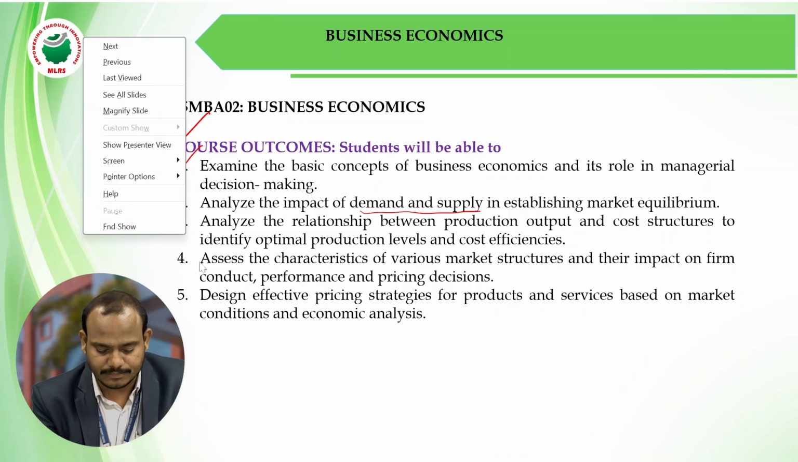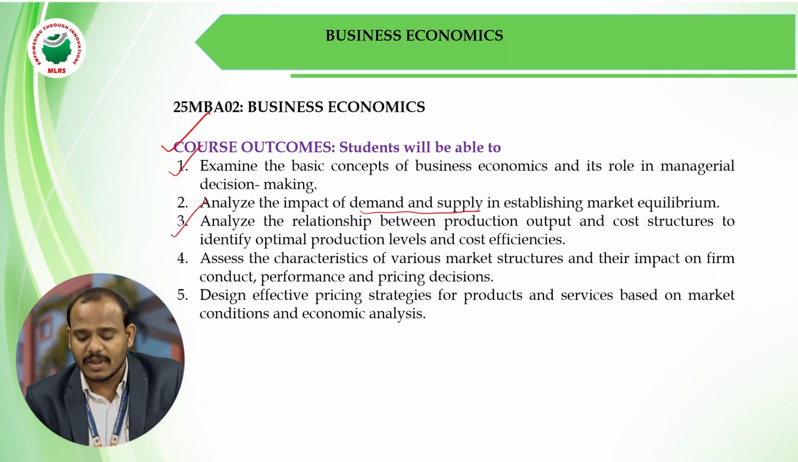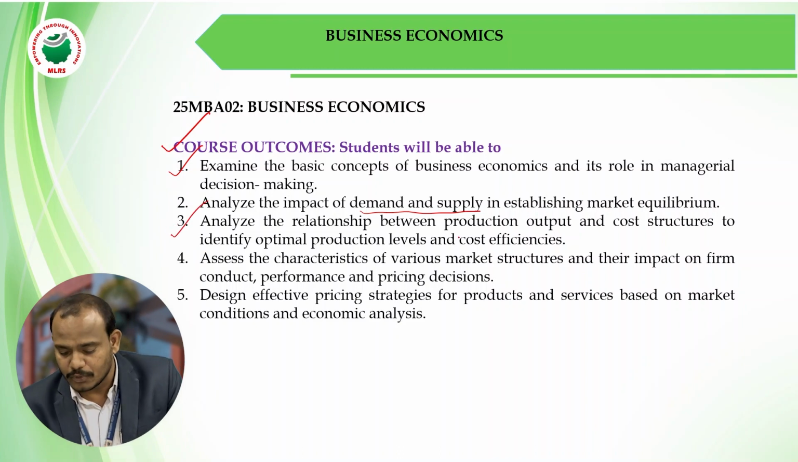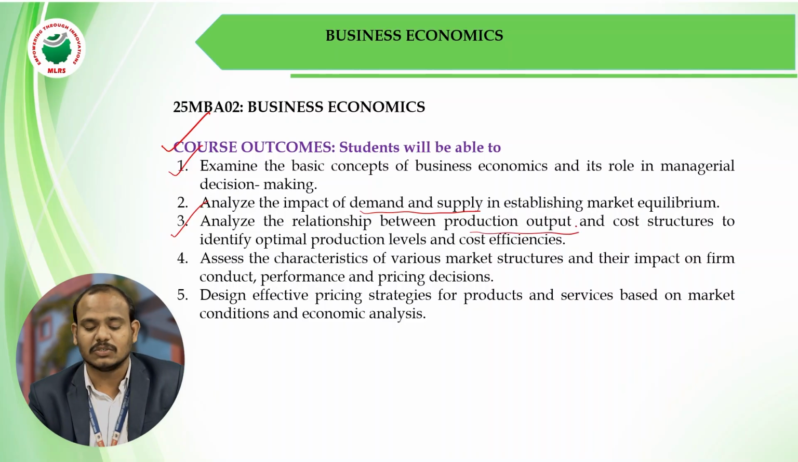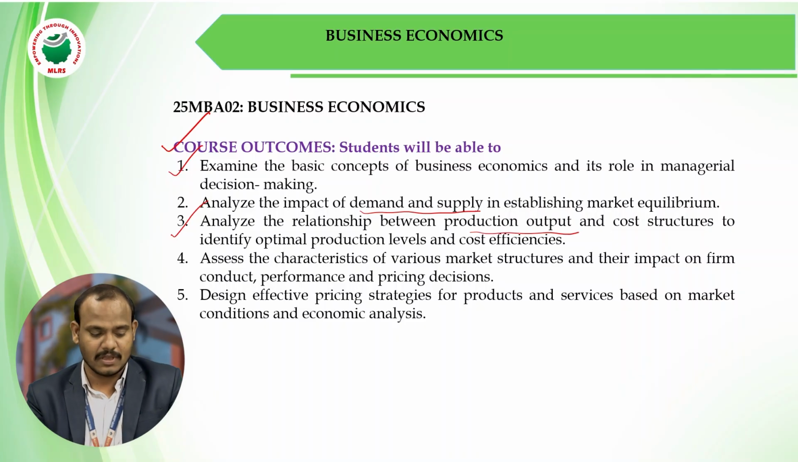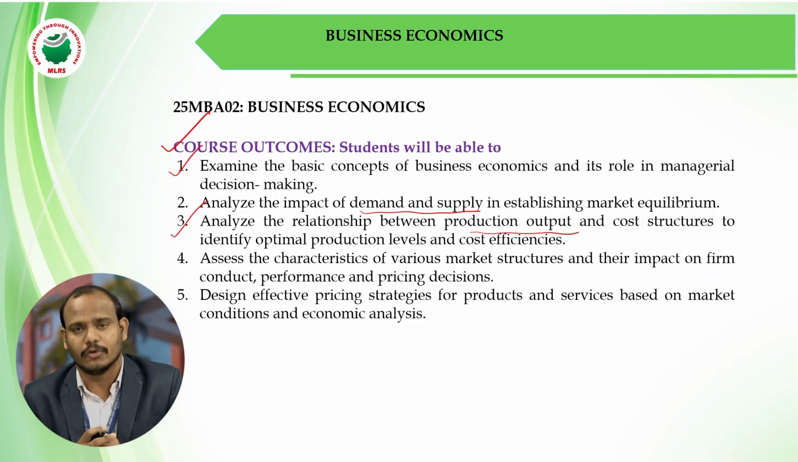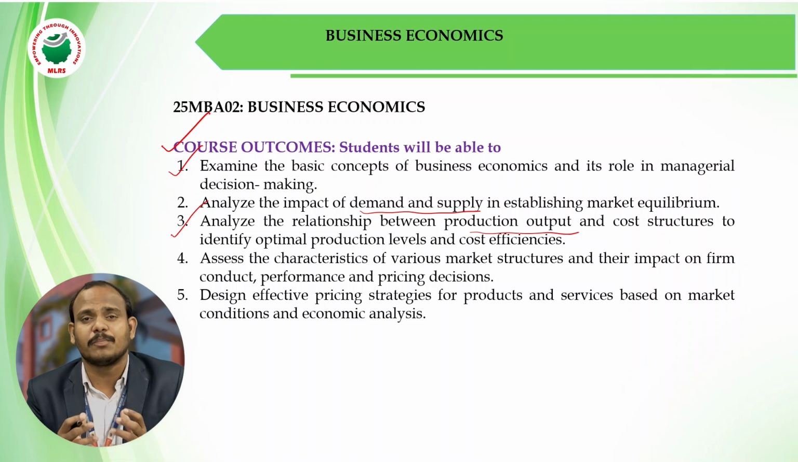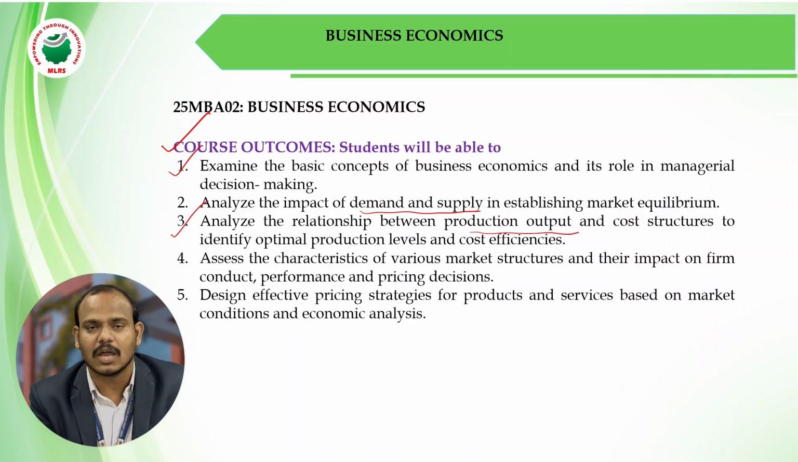Third point: analyze the relationship between production output and cost structure to identify optimal production levels and cost efficiency. By the end of the course, you will be able to evaluate how different production levels influence cost. This skill helps identify the most efficient level of output, where the business can reduce cost and increase profitability. You will learn this in the third course outcome.